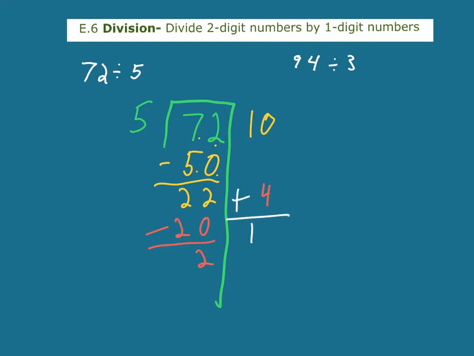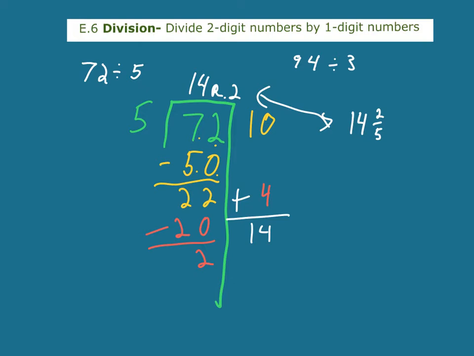10 plus 4 is 14. All right? And my remainder, I've got 2 left over. So I got 14. My remainder is 2. Some people like to write that as 14 and 2/5. That is also correct. So either one is the correct answer, but that's what we end up with.